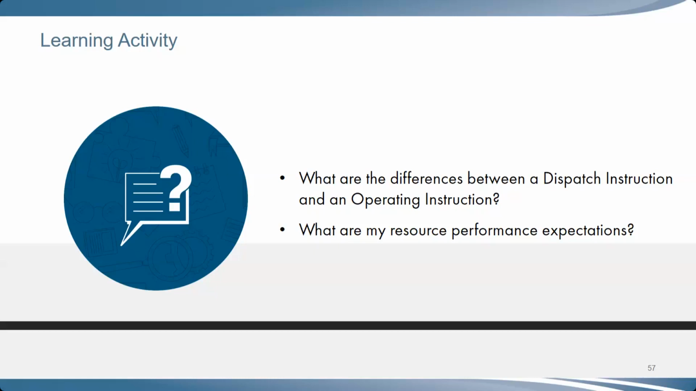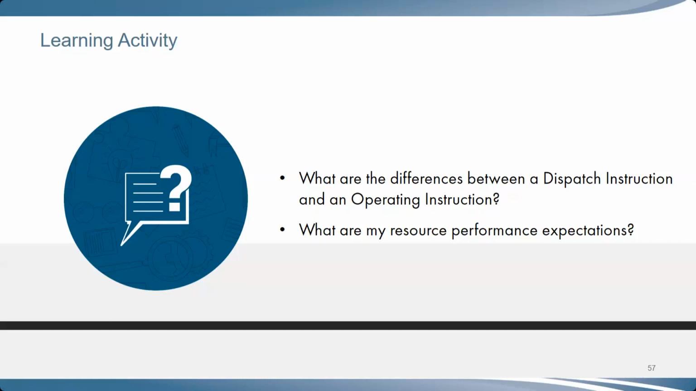Is it ever appropriate to say, I'll get back to you, and then just not, let's say you get a verbal operating instruction and you don't respond? Not appropriate at all. Robert Costa, you're right on. Exactly. It's not appropriate to just say, I'll get back to you, and then not actually respond. So it's very important to be responsive to that.